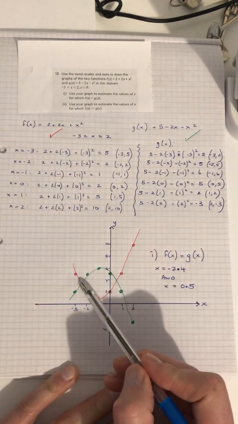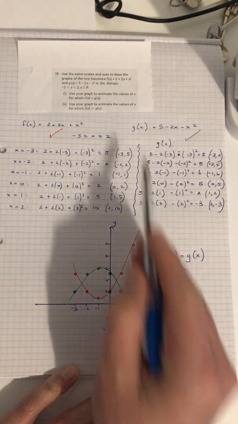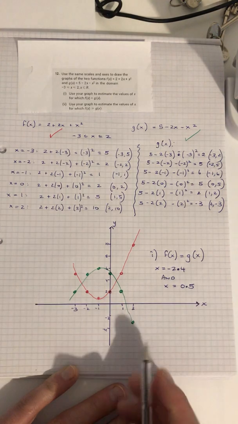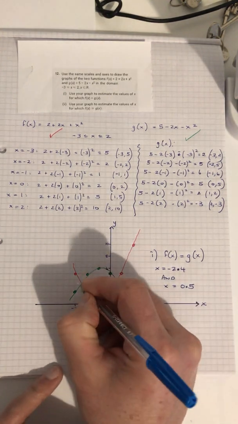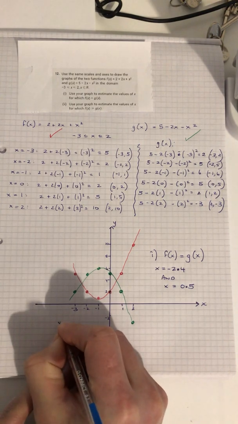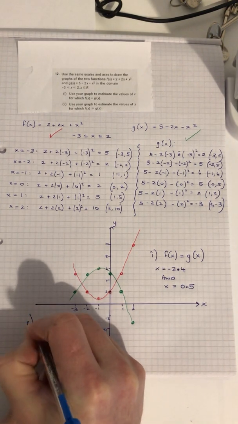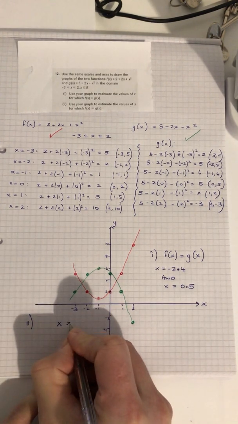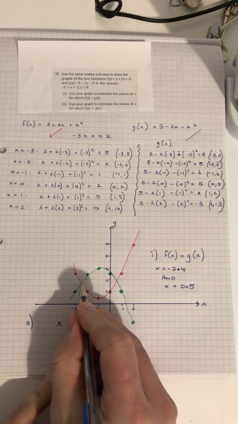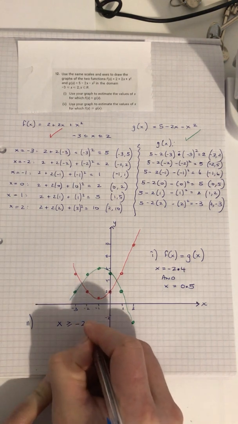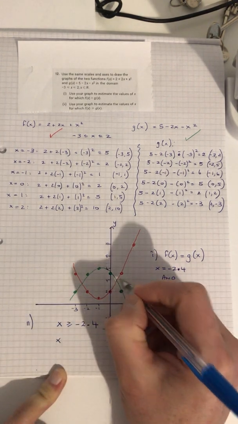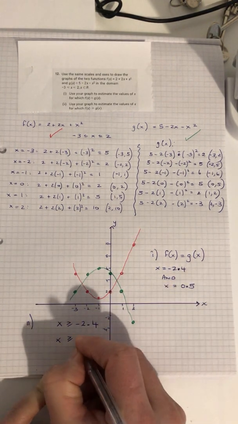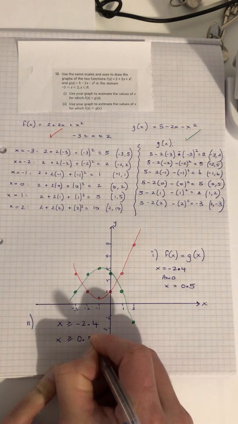Okay, and then the second part, use your graph to estimate the values of x for which f of x, in red, is greater than g of x. So where is f of x greater than g of x? When x is, so for part 2, when x is greater than or equal to minus 2.4 and when x is greater than or equal to 0.5.